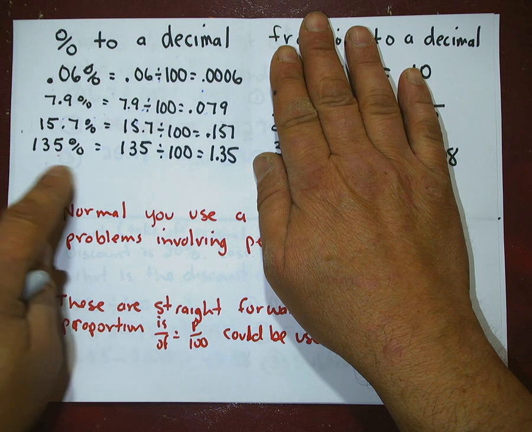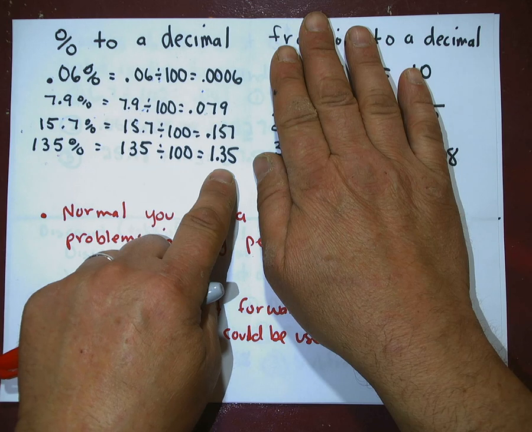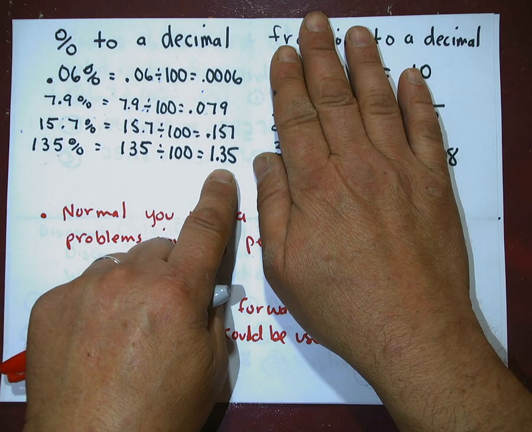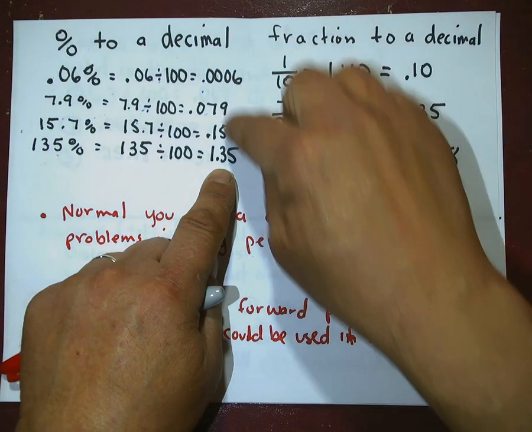135%, so 100% or greater, I take the number 135, divide it by 100. My usable decimal is 1.35. So in order to make a percentage useful, I want to turn it into a decimal.